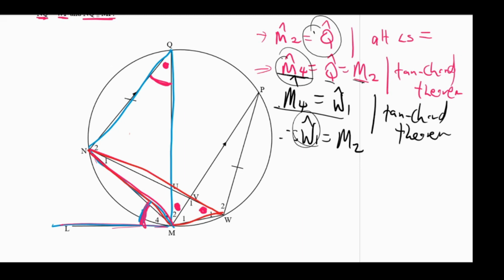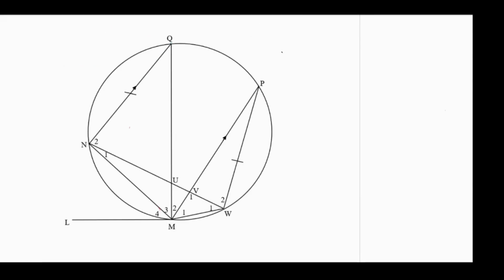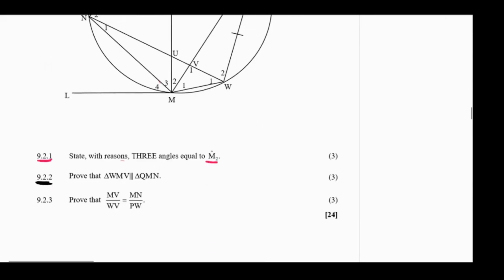So we are done with this question here. Now let's go to this one. It says 9.2. Prove that triangle WMV is similar to triangle QMN. Now let me underline, or let me highlight the triangles.